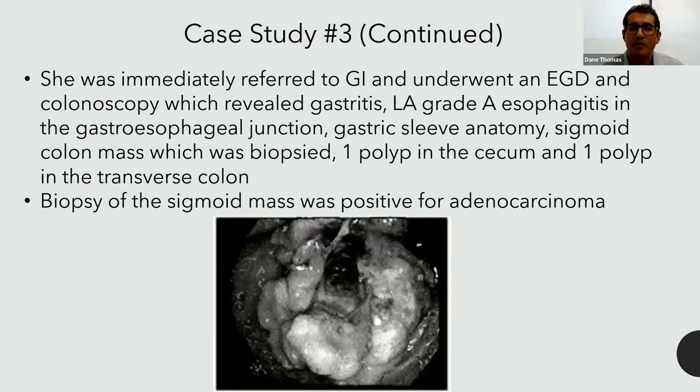She was immediately referred to GI due to the positive hemoccult stool cards and underwent an EGD and colonoscopy, which revealed gastritis, LA grade A esophagitis in the gastroesophageal junction, gastric sleeve anatomy, and unfortunately a sigmoid colon mass, which was biopsied. 1 polyp in the cecum and 1 polyp in the transverse colon. Biopsy of the sigmoid mass was positive for adenocarcinoma. And this picture here demonstrates her actual sigmoid colon mass right over here.